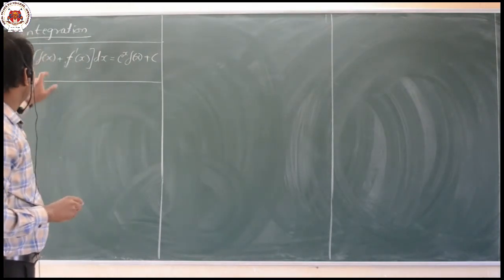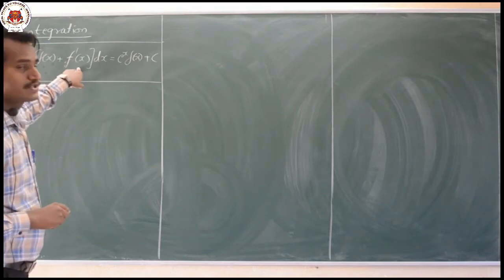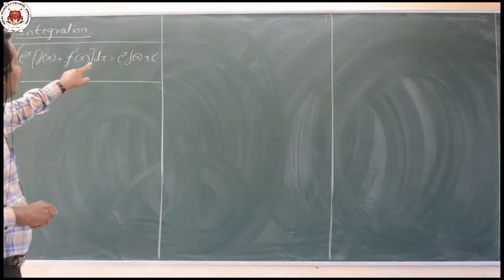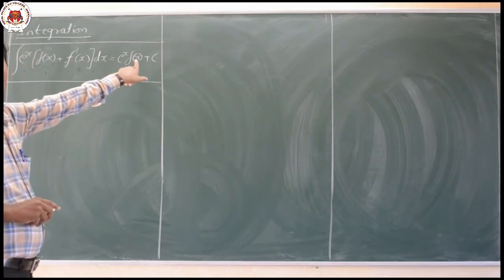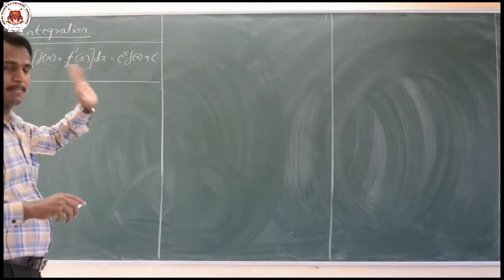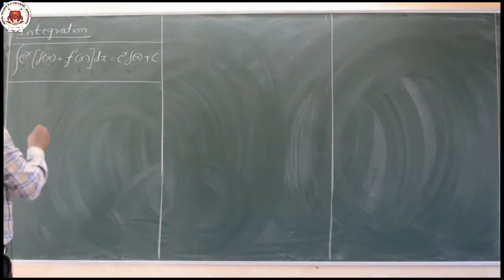So here f of x and its differentiation f dash of x should be there. Then I can directly write the result as e raised to x into f of x. Here, compulsorily we should have e raised to x only. Now let us look at the examples related to it.